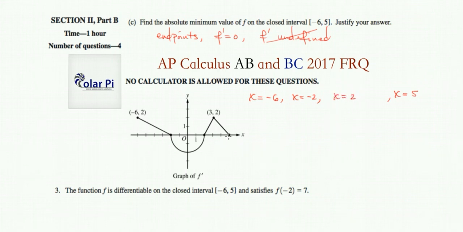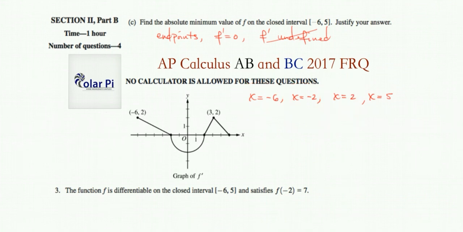And then again at x equals 5. But we already listed that as an endpoint, so that's good enough. We don't need to list it twice, right? What we need to do now is figure out the value of the function f at these 4 points, and then whichever gives us the smallest value, that's the absolute minimum, right?